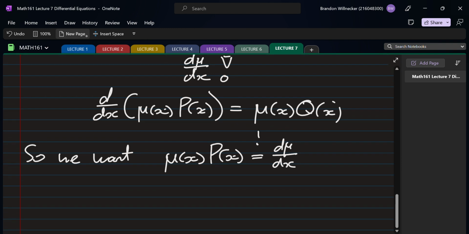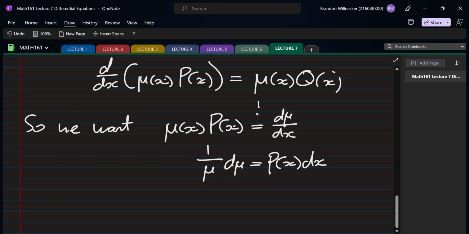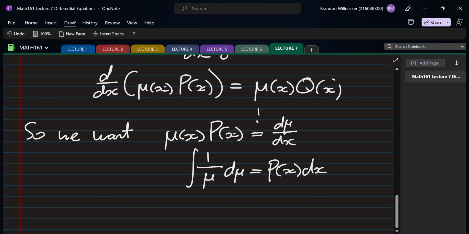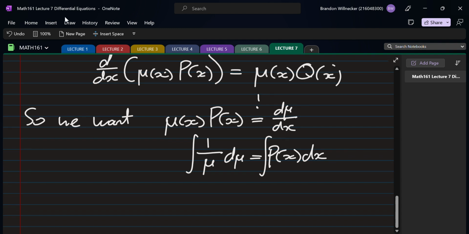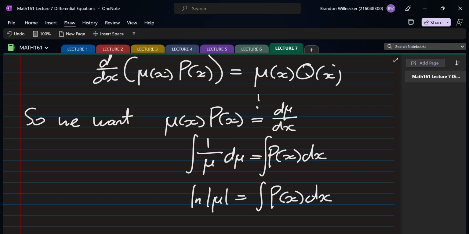So we can write this as 1 over mu of x, or we can write it as 1 over mu, that will be a bit clearer. d mu is equal to 1 over p of x dx. Okay, so we just multiply both sides there by dx and then take the mu across. Now we can integrate both sides. So we get the natural log of mu is equal to the integral p of x dx.